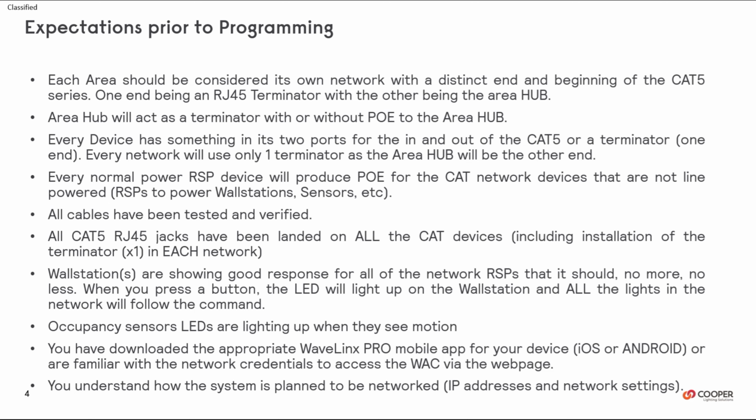Make sure you've downloaded the appropriate WaveLinx Pro mobile app or you have the appropriate network credentials to access the WAC via the web page. Also, make sure you understand how the system is planned to be networked with IP addresses and network settings.